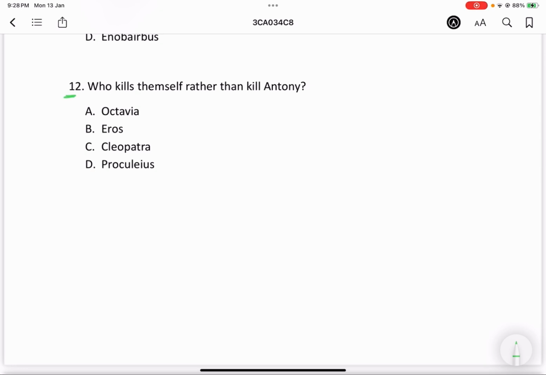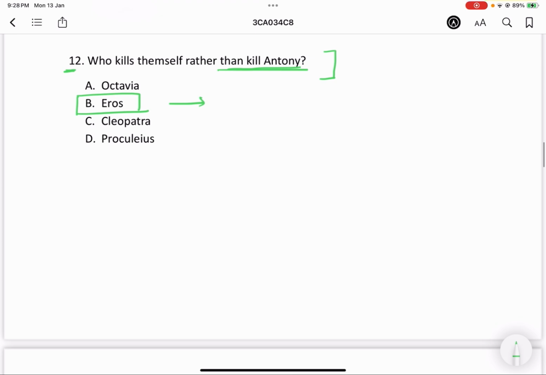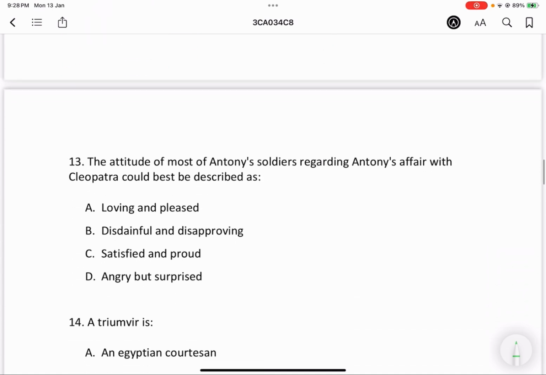Question number 12. Who kills themselves rather than kill Antony? It is almost at the climax when Octavius is about to kill Antony. He says to one of his servants or friends to kill him. Who was he? He was Eros. But instead Eros killed himself. And here it is also an important point to remember that among Romans, suicide was considered as an honorable thing.